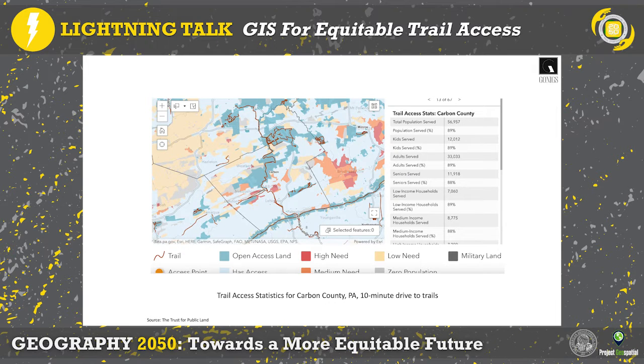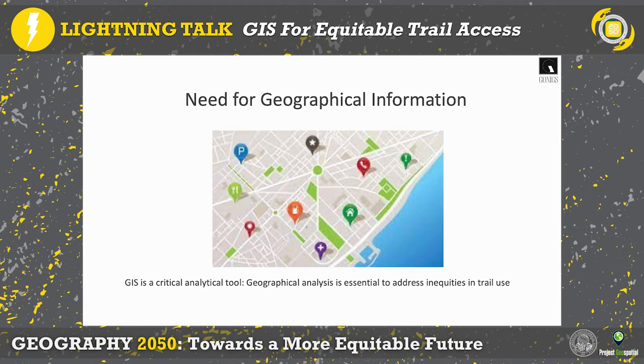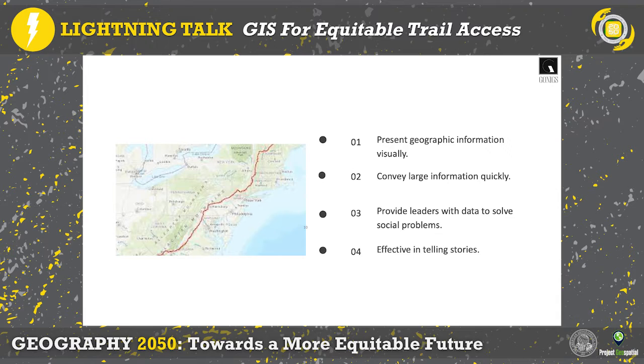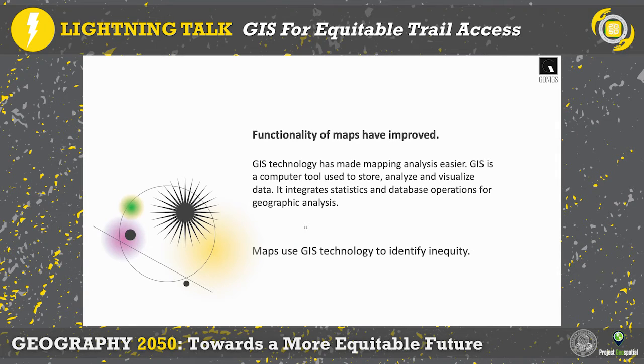But let's take a look at this map. It provides a lot more information. So we realize that using GIS for mapping and analysis is critical. This kind of information, when we use it, presents geographical information visually, conveying information quickly. And it's also effective in telling stories so that leaders can use that kind of information to solve social problems.